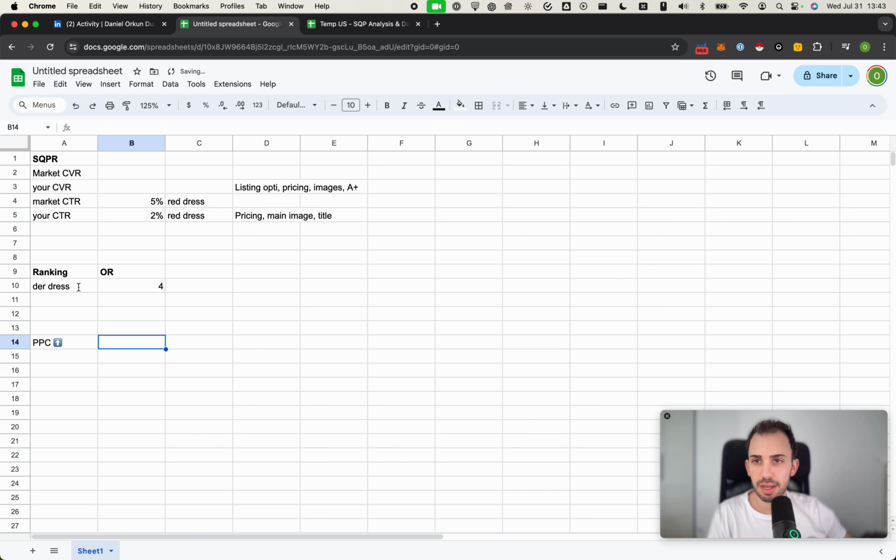What you would expect is your red dress organic rank to go up. You would also expect your market share to go up. If you're seeing that those are actually moving at the same time, this is perfect. But let's say that you increase your PPC, but your organic rank stays the same and your market share stays the same.